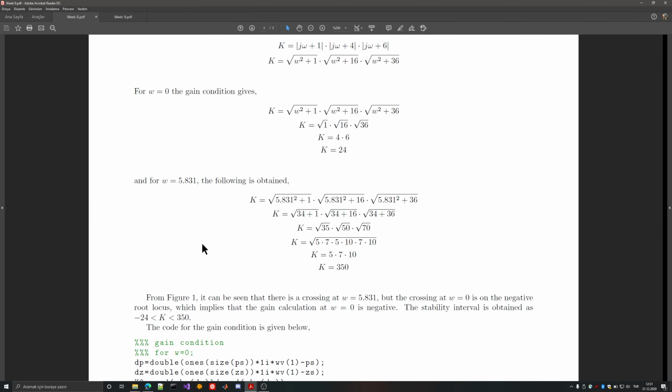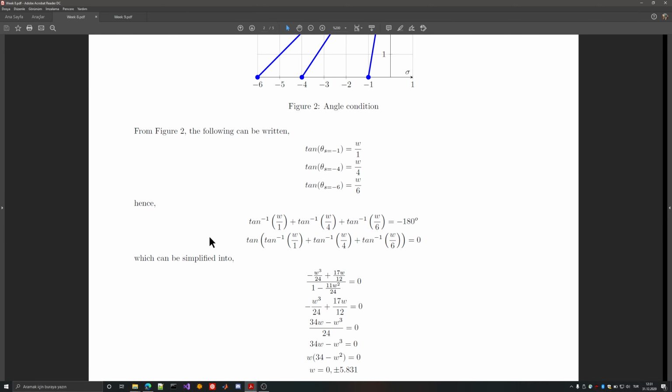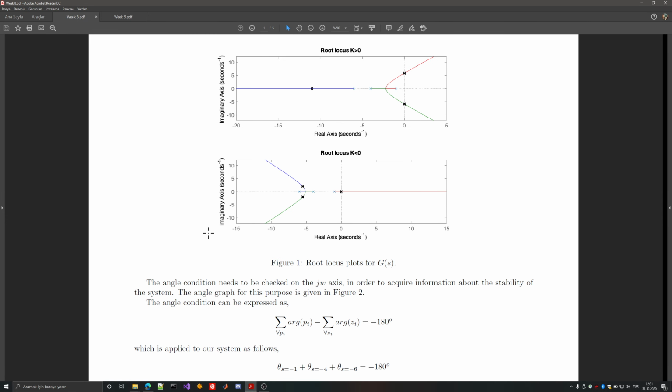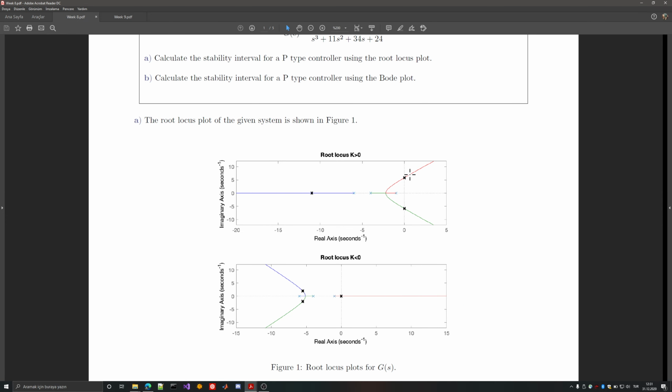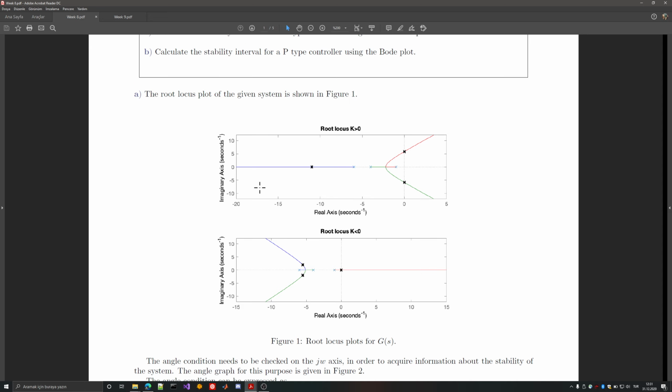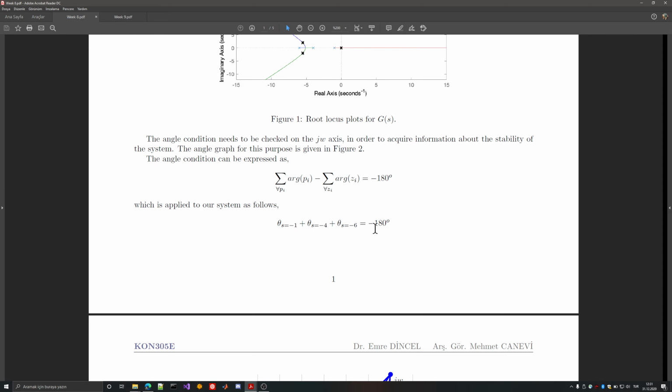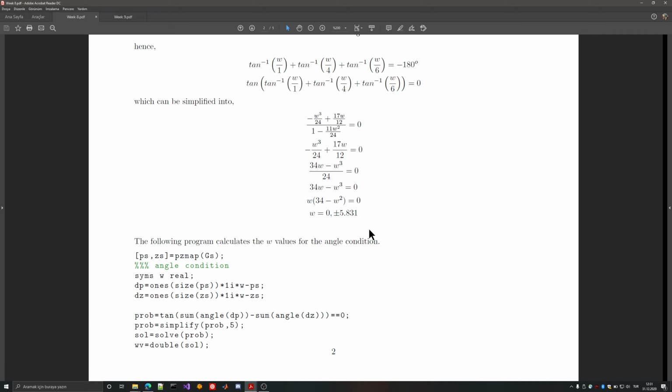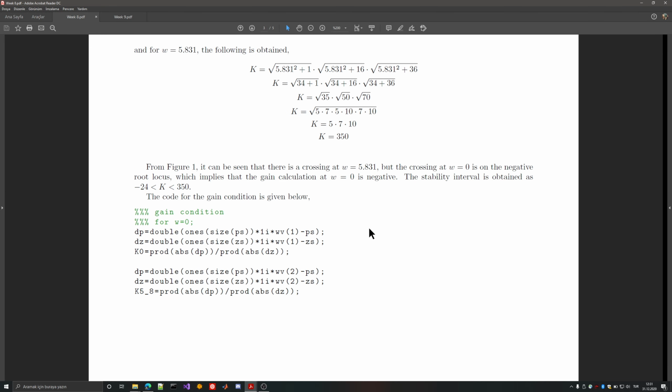You can also, as I've said before, go ahead and check it by just plotting the root locus and clicking here. But I've shown you the trigonometric version and how to solve it basically by hand. So then we will use the Bode plot.